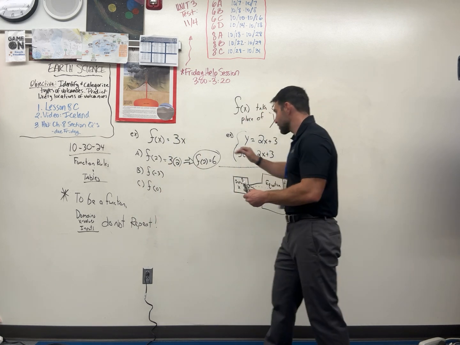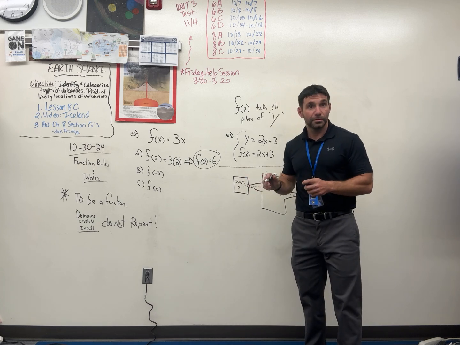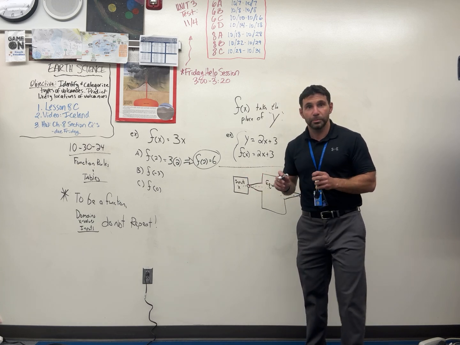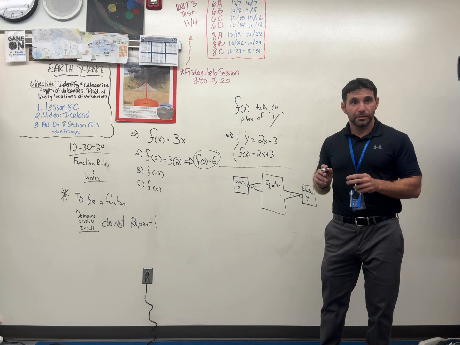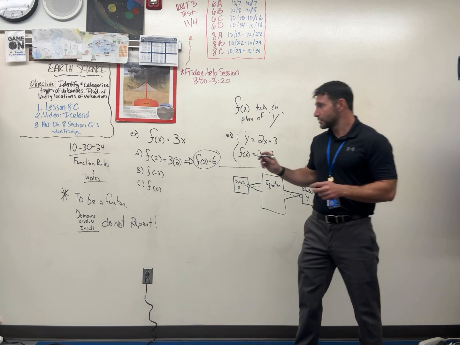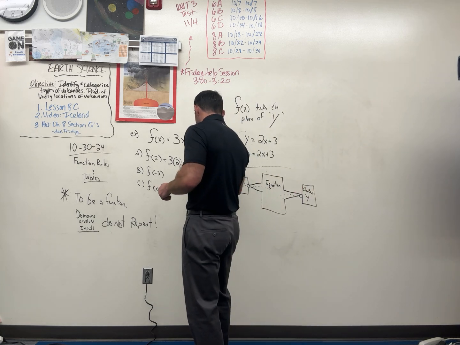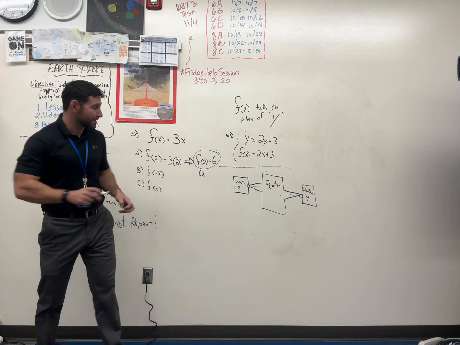Now, here's my question. What's the ordered pair? Think about it. What would be the ordered pair? What was my x? 2. What's my y? 6.